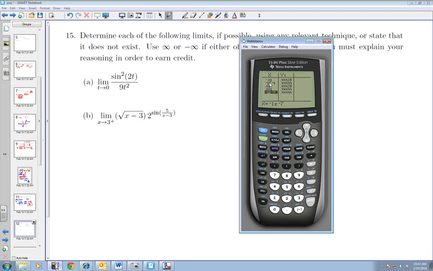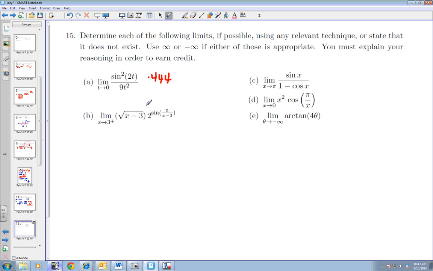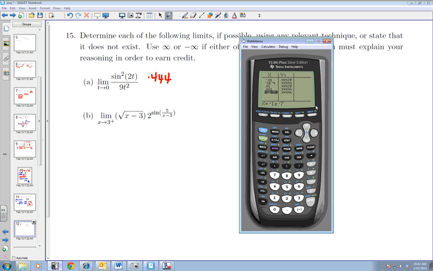So I would make your XY chart like we did, write down these Y values, and then the total limit is 0.444. And then part B, same thing, Y equals the square root of x minus 3 times 2 raised to the sine of 5 divided by x minus 3.